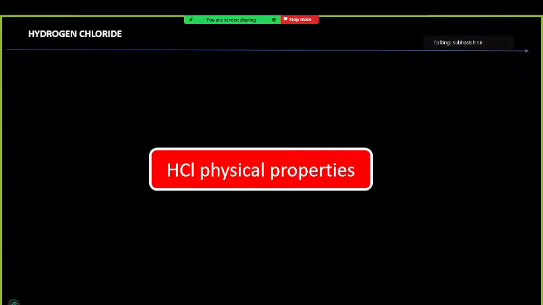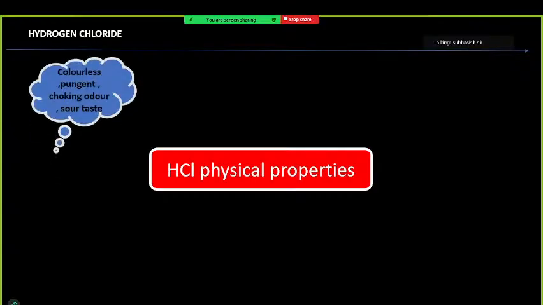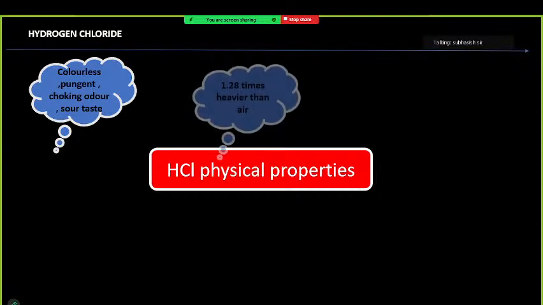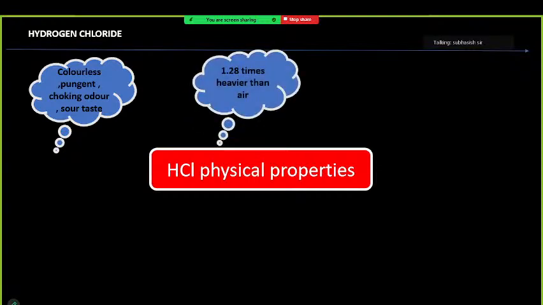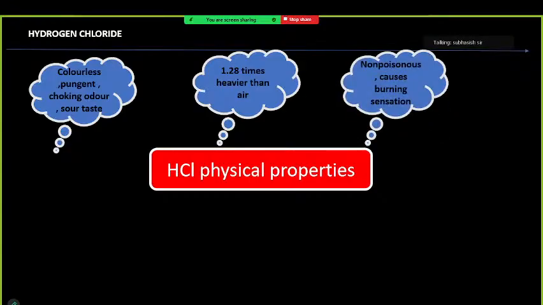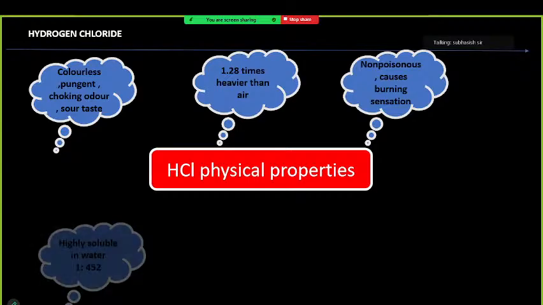Now we want to discuss some of the physical properties of hydrogen chloride. It is colorless and pungent, with a choking odor that is uncomfortable. You feel uncomfortable in the atmosphere of HCl. Already you have mentioned that it is 1.28 times heavier than air. That's why you collect HCl by the upward displacement of air. It is non-poisonous but causes a burning sensation.